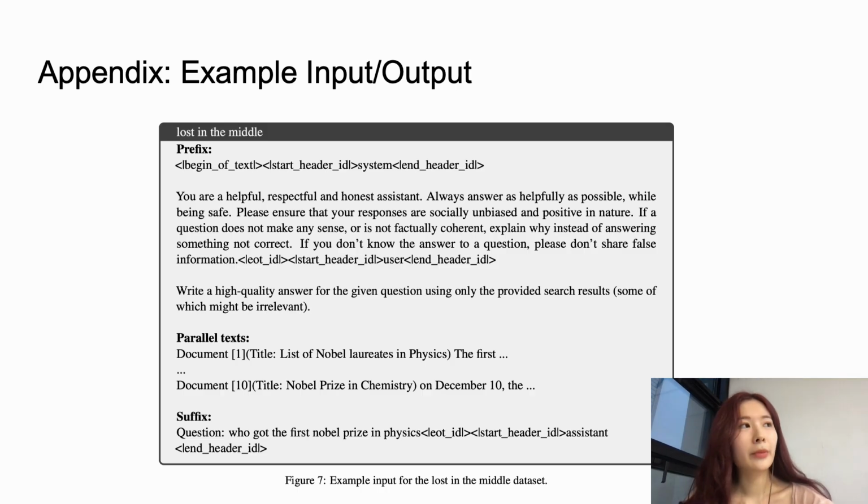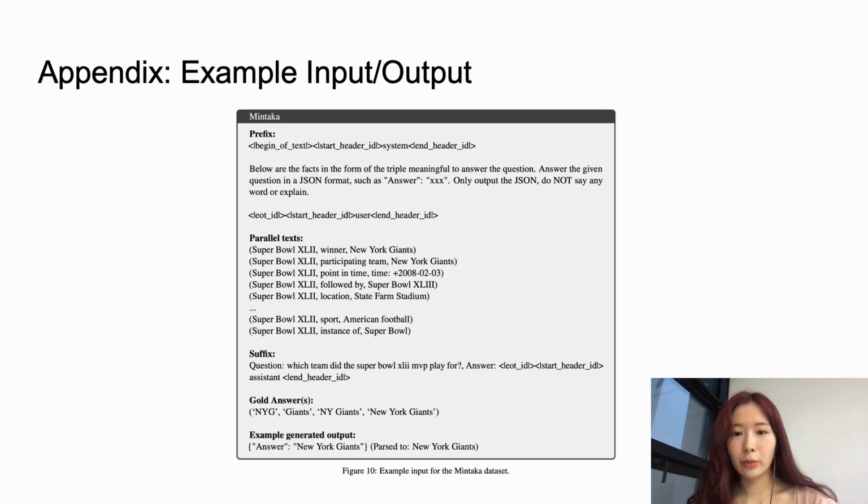We can see that parallel texts are annotated as document 1 and document 10. So in our experiments, we manually separated them with the document signal. But I think that we can also extend this method to splitting segments automatically, such as by new lines or token lengths. I think this method can be extended to scenarios where we don't have prior information about which segments we can use. Yeah, thank you.